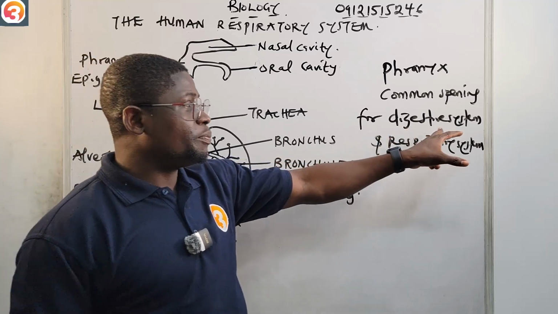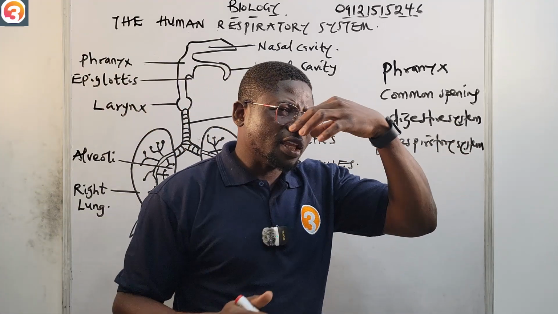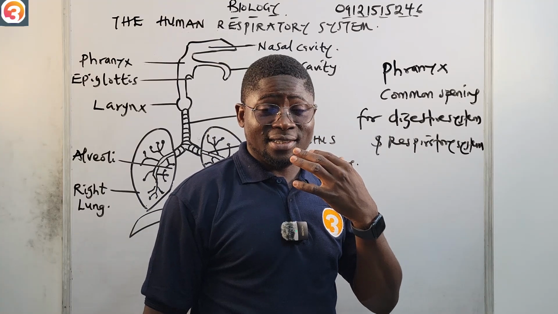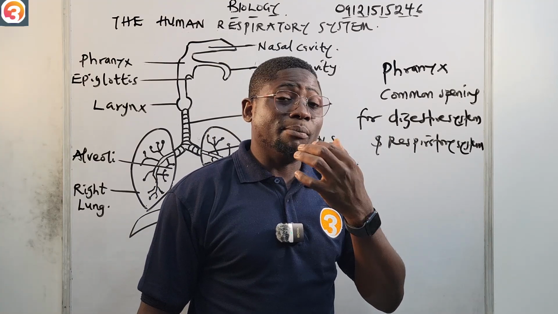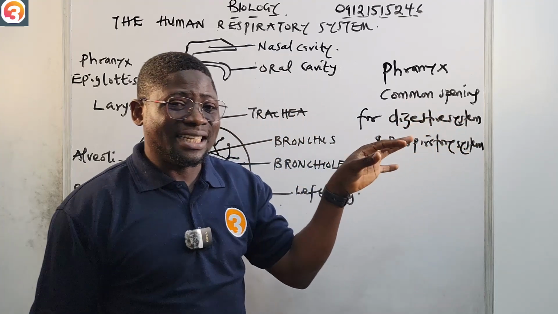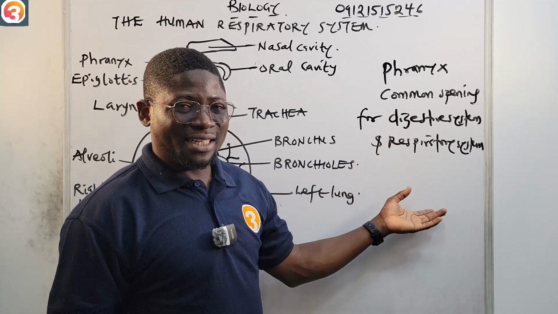But let us stick with the pharynx first of all. The pharynx is a common opening for the digestive system and the respiratory system, and that is why, if you hold your nose, you can also breathe through your mouth, isn't it? Yes, it's because of this pharynx. It is a common opening for both.